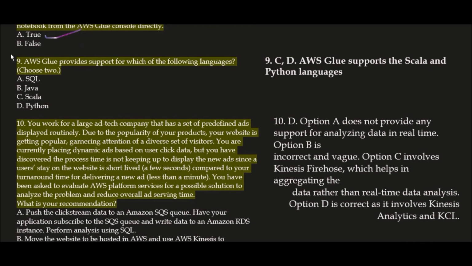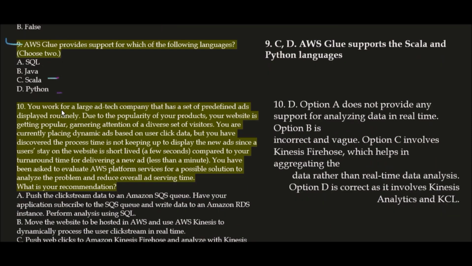Next question. AWS Glue provides support for which of the following languages? Choose any two languages. Option A, SQL. Option B, Java. Option C, Scala. Option D, Python. Correct answer here is option C and option D. Basically, AWS Glue supports the Scala and Python languages, not SQL and Java.